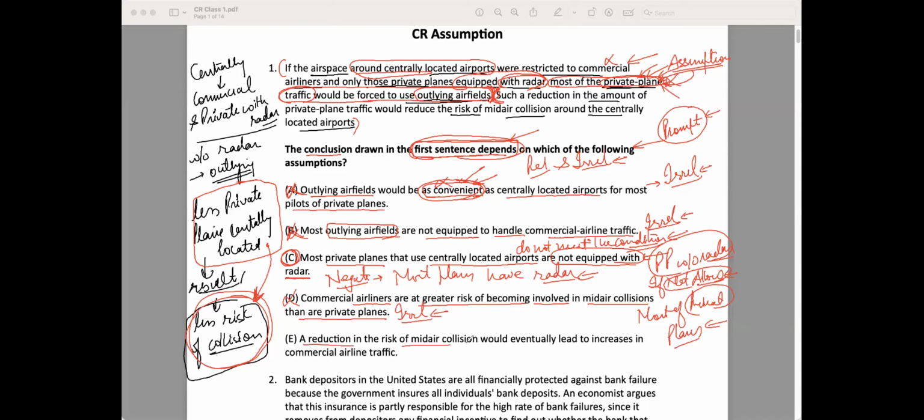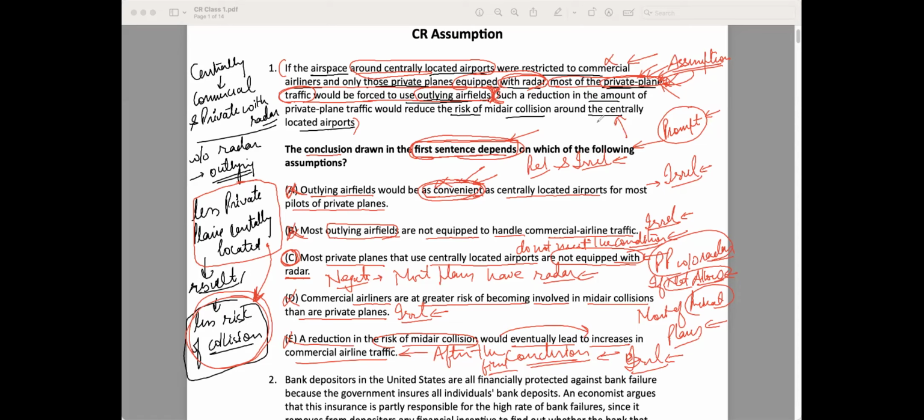A reduction in the risk of mid-air collision would eventually lead to increases in commercial. This option talks about what happens after the argument, after the ultimate conclusion, after the final conclusion of the argument, that it will have a lesser risk of mid-air collision, and a lesser risk of mid-air collision would eventually lead to what? So this is extraneous. This is also irrelevant because we're not dealing with what will happen if the conclusion is correct. Option E outrightly says what will happen if the conclusion is correct. This is not what we are dealing with.